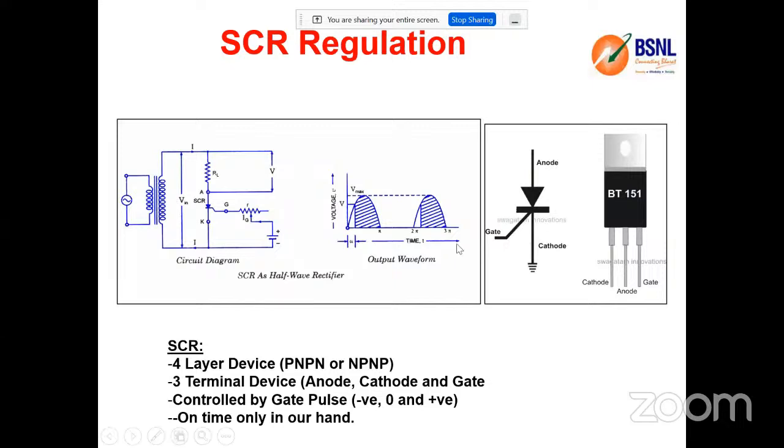From this diagram, could you see this output waveform? If I'm triggering this transistor or any of the switching devices at this part, this blue shaded part is your output. If I need more output, what should I do? I have to trigger the angle at an earlier stage, even at 0, so I will get the full output. If I want only 50% of the output, I have to switch on the part at exactly 90°. Then I will get only 50% of the output.